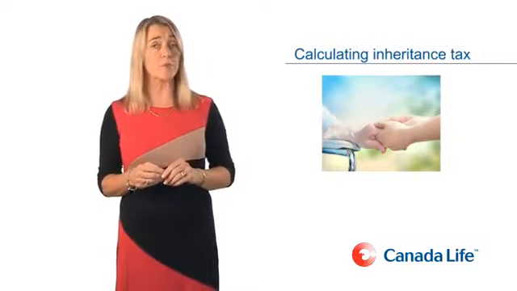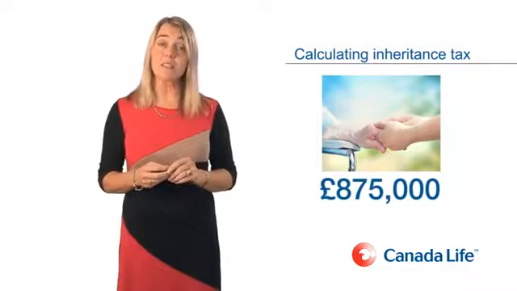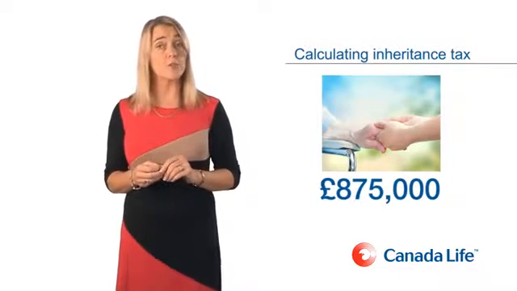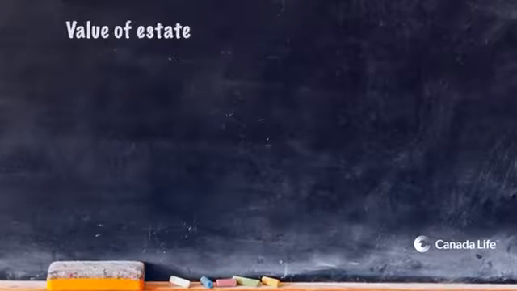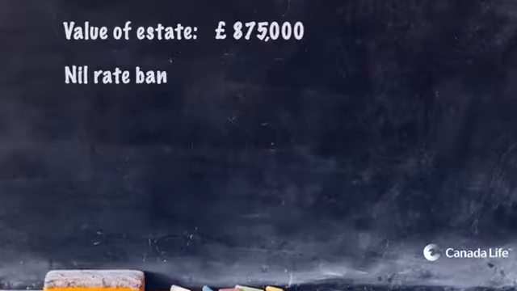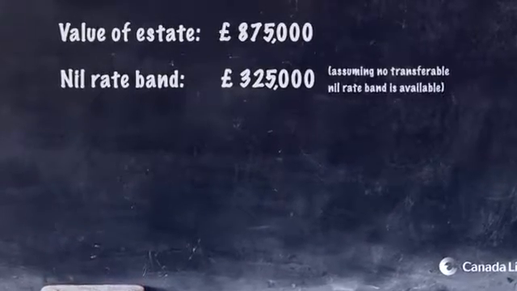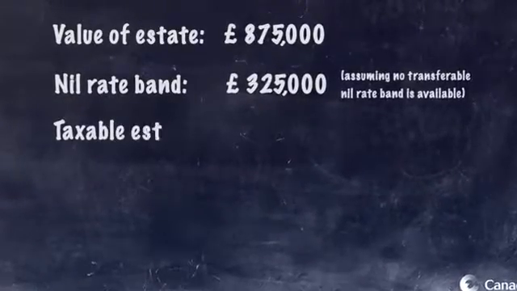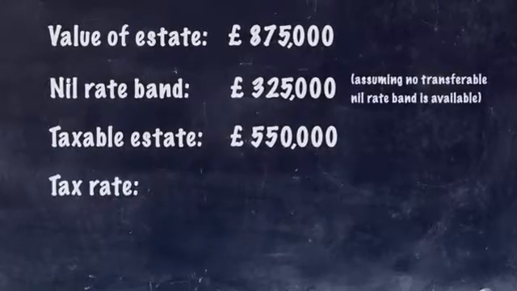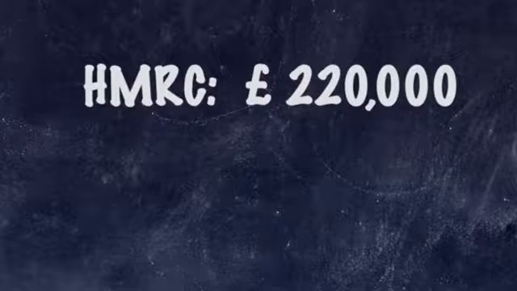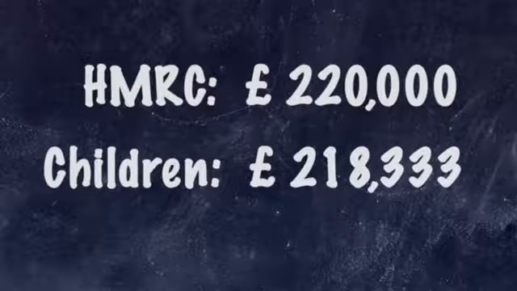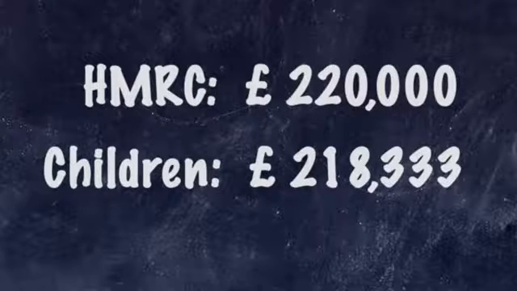Joan Smith died on the 6th of April this year. Her total estate was £875,000, and she thought she'd left it to her 3 children. However, when we do the calculation, it looks like this. The value of the estate, £875,000, less one nil rate band of £325,000, and that assumes there's no transferable nil rate band available, leaves a taxable estate of £550,000. The tax rate at 40% means the tax liability is £220,000. This means that from Joan's estate, HMRC get £220,000 and her 3 children get £218,333 each. The largest beneficiary is HMRC, not quite how Joan expected her estate to be distributed.